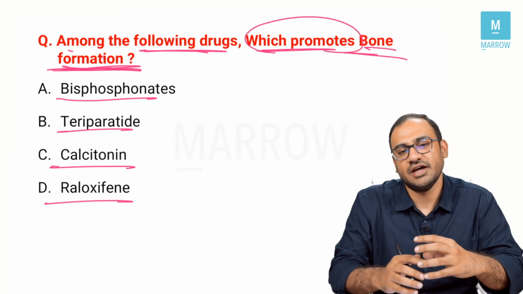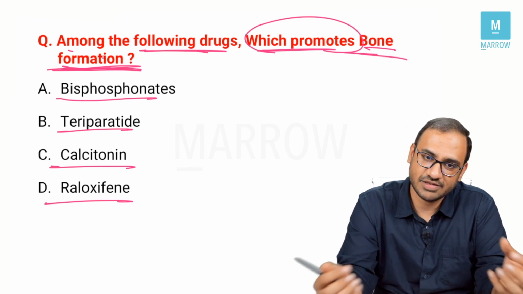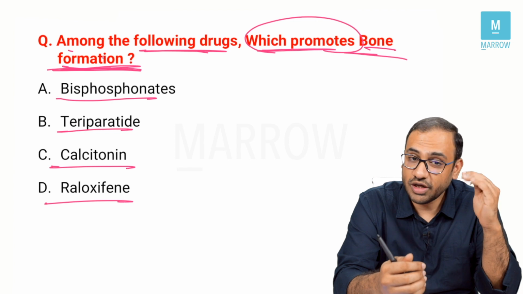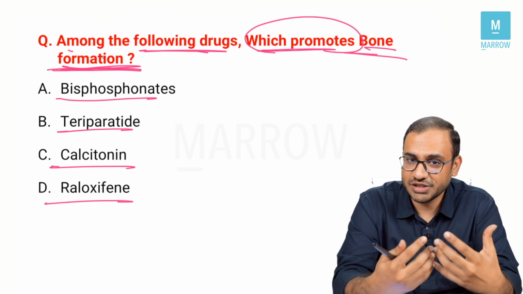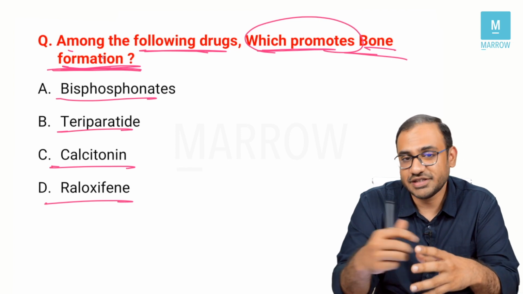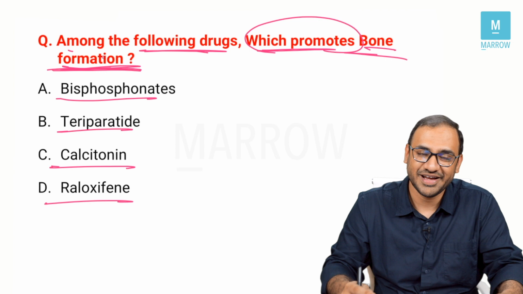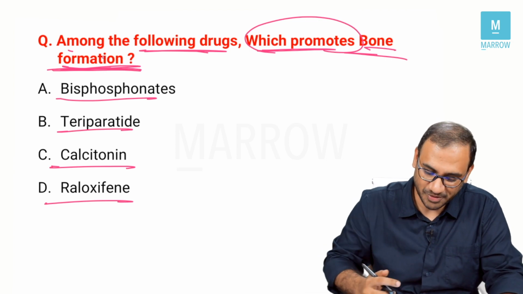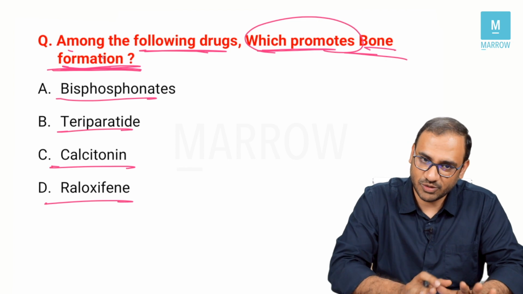Basically, the osteoporotic medications are divided into three classes. A class where the bone resorption is inhibited. Another class is where bone formation is stimulated. And there is a third class which actually does both things. It inhibits the bone resorption and increases bone formation. So based on that knowledge, you'll be able to answer this question.